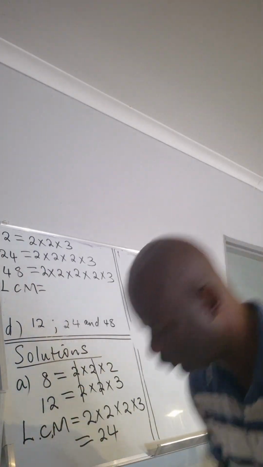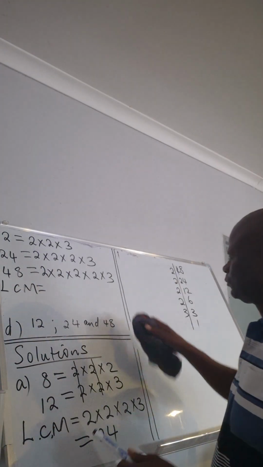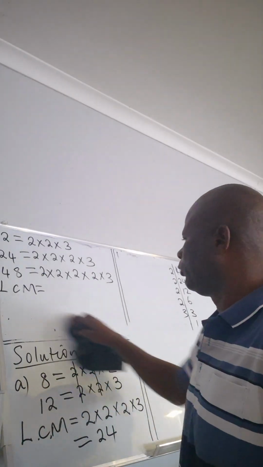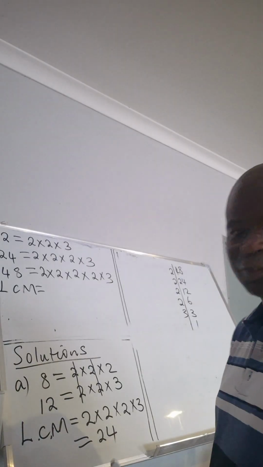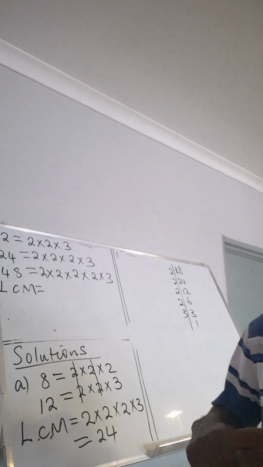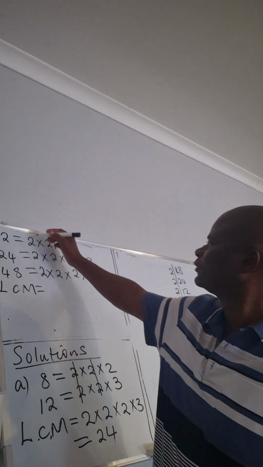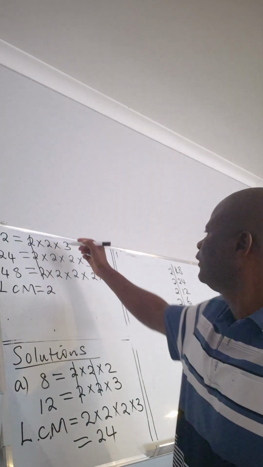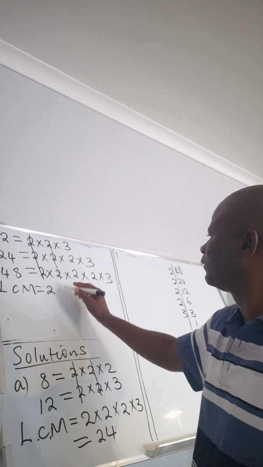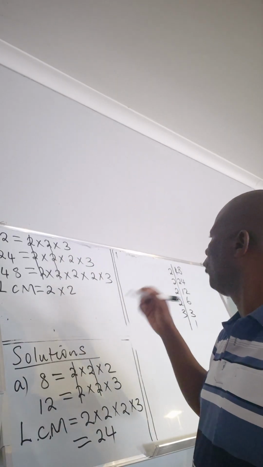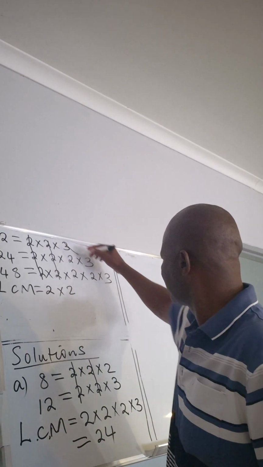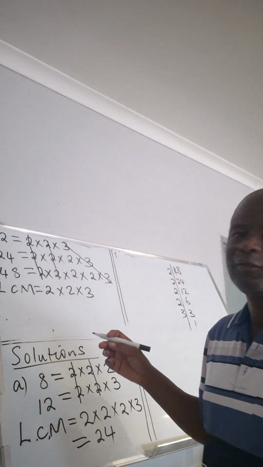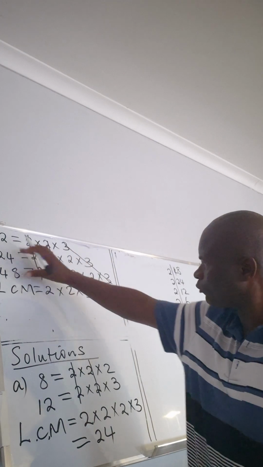lowest common multiple. Now your lowest common multiple, start with the ones that are common. The one that is common that I can see for all the 3, I have a 2 there. Then I have another 2 there. Then for the 3, I have a 3 there. It's common for these 3. Then now I'm left with this 2, which is common for these 2.